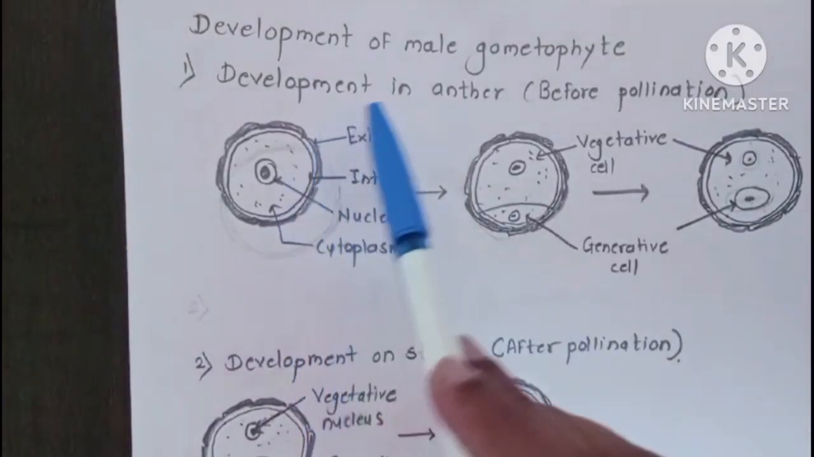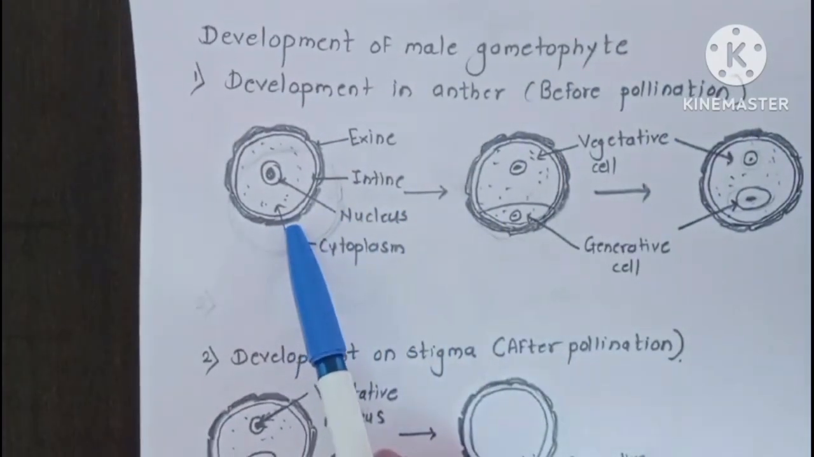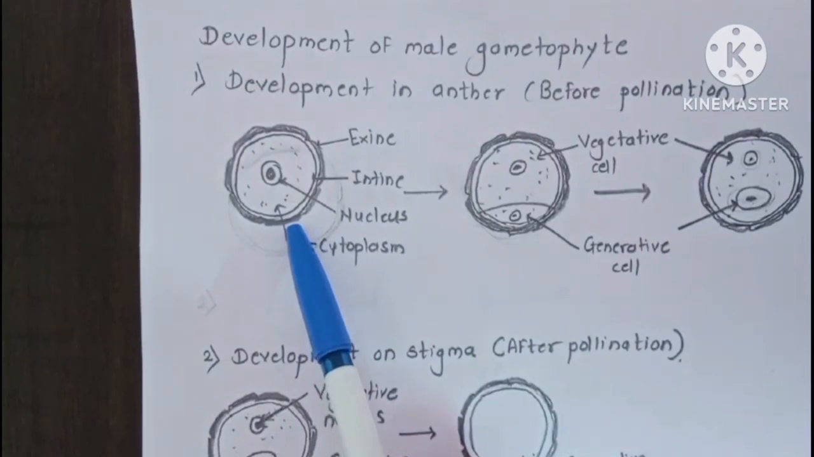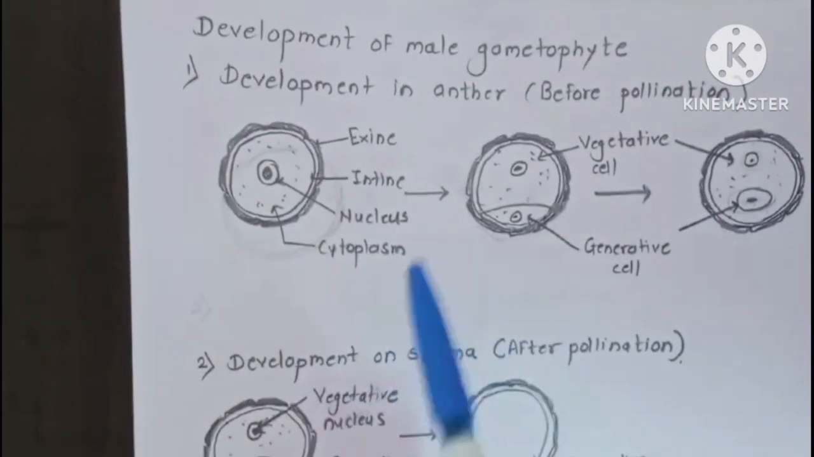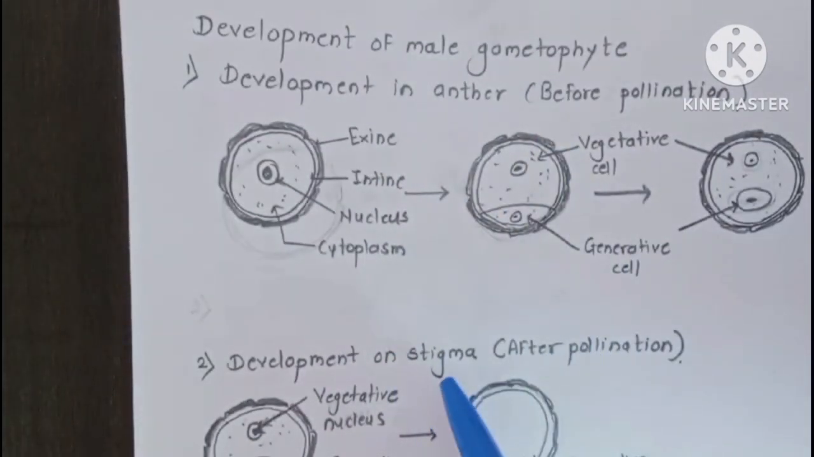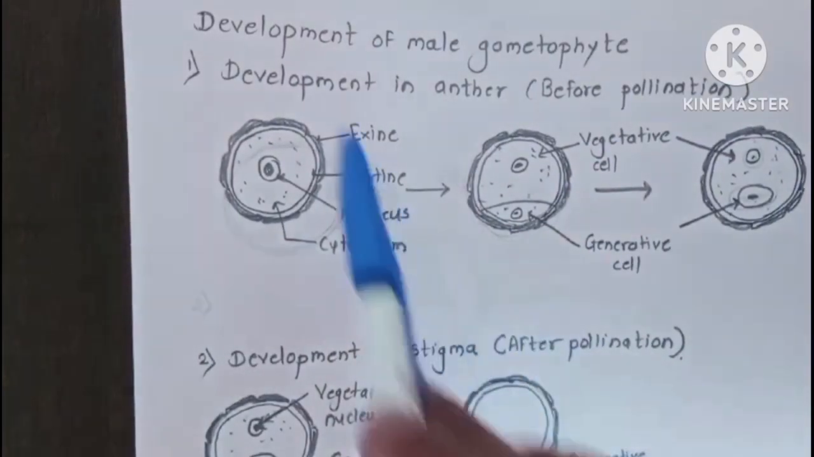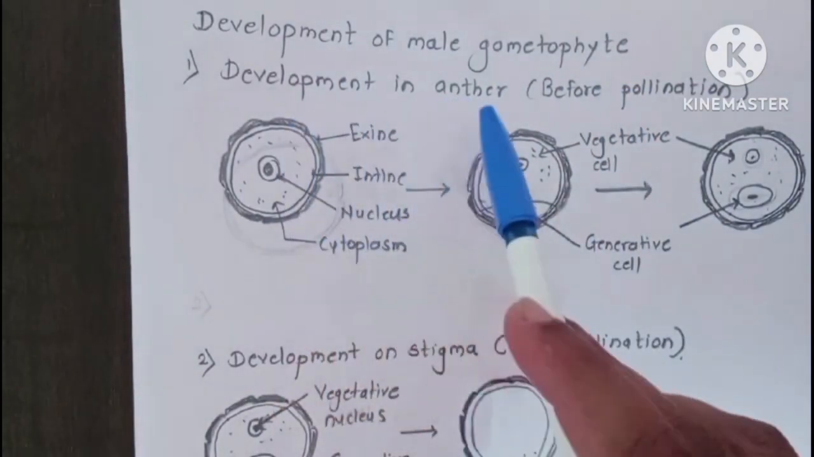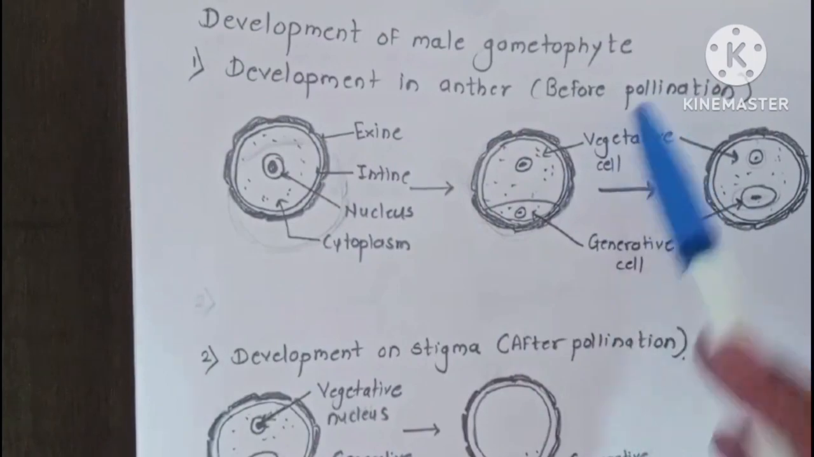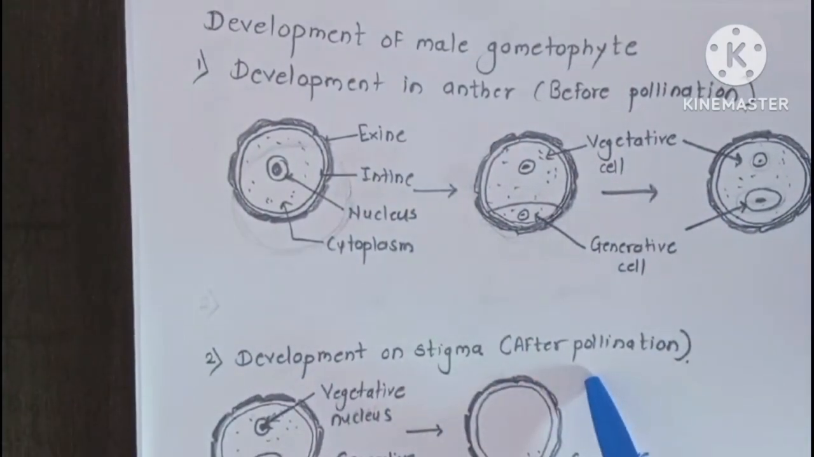Next point is development of male gametophyte. Male gametophyte develops from unicellular uninucleated haploid pollen grain. Development begins inside the anther before pollination and it is completed over the stigma after pollination. Means development of male gametophyte completed in 2 stages. Development in anther before pollination and development on stigma after pollination.